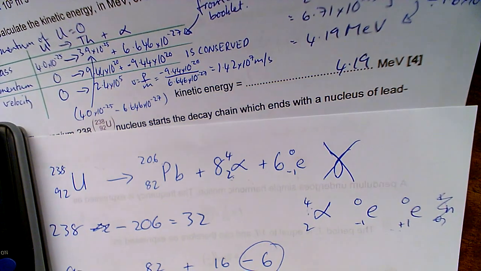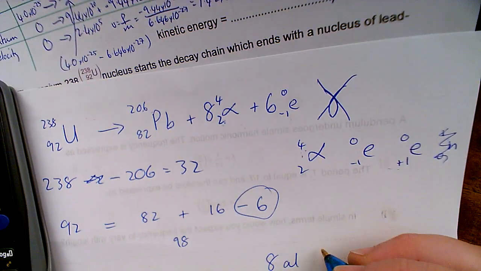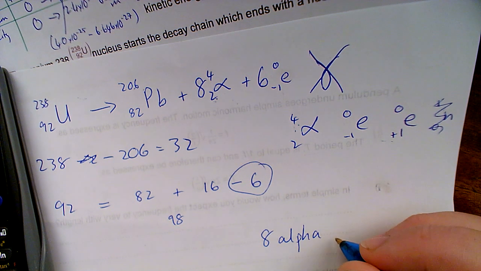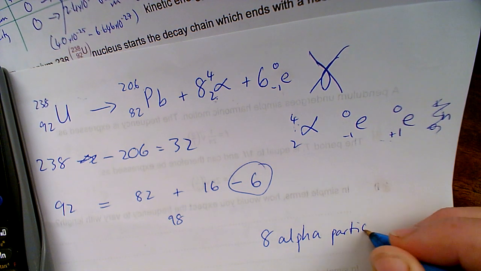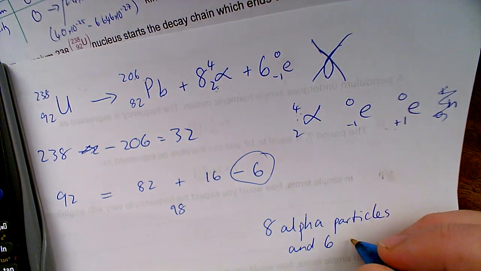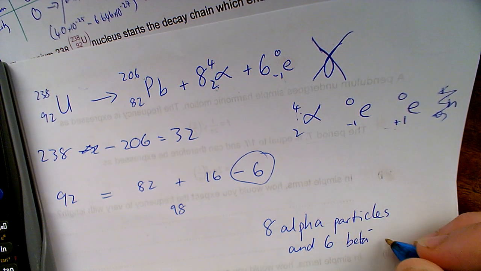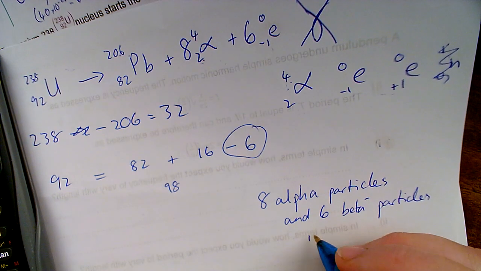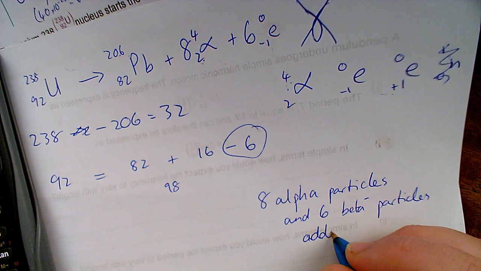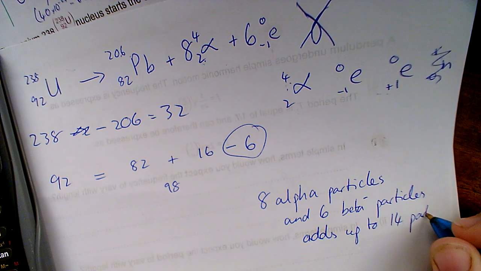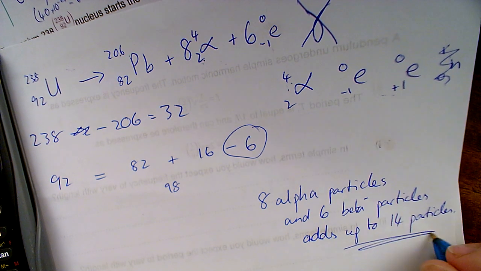Okay, and 6 and 8 is 14. So 8 alpha particles and 6 beta minus particles adds up to 14 particles. Okay, that's the explanation.